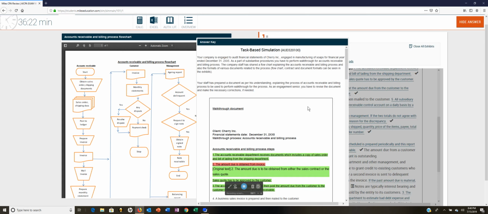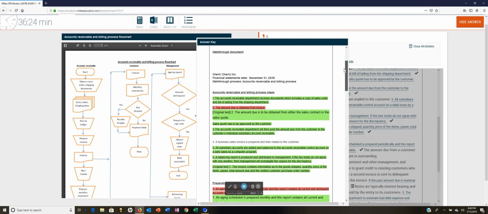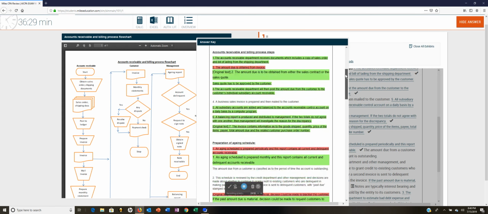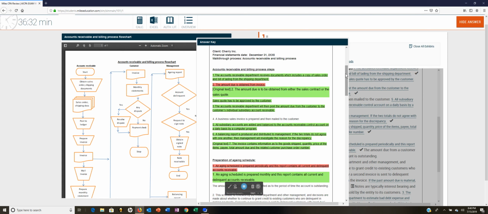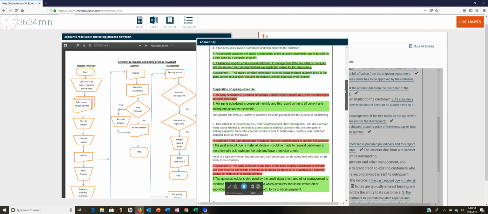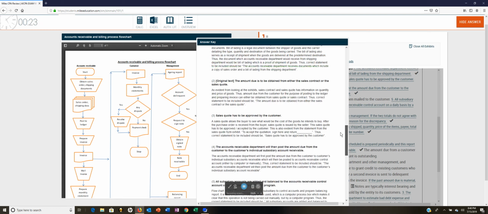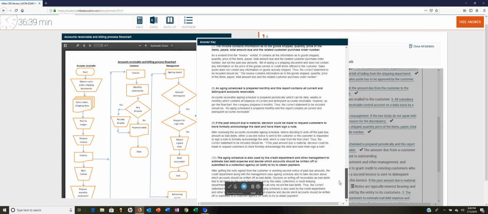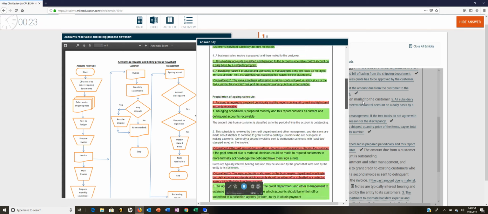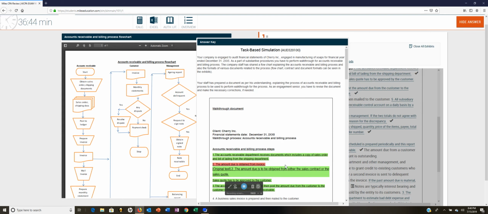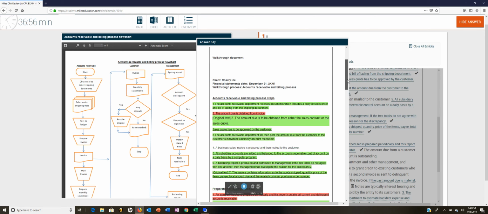Okay. All right. So in the first one, it gives us the, let's see, there are the explanations down there. Okay. And we did get the first one right. The accounts receivable department receives documents, which includes a copy of the sales order and bill of lading. If it's a green answer, then we got it right.